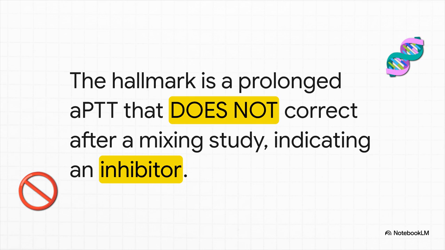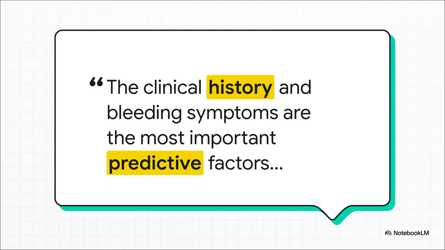Hey, remember our mixing study? This is where it's so incredibly useful. Acquired hemophilia is caused by an autoantibody that specifically attacks factor VIII. So when you do a mixing study, that antibody in the patient's plasma just gobbles up the normal factor VIII you added from the control plasma, the APTT stays long, and that tells you, clear as day, that there's an inhibitor at play.